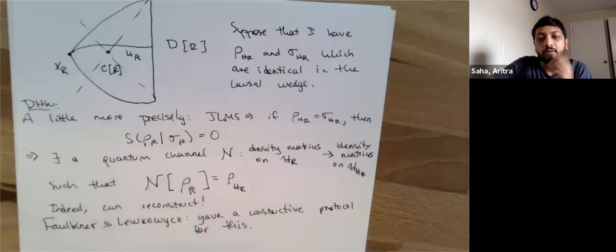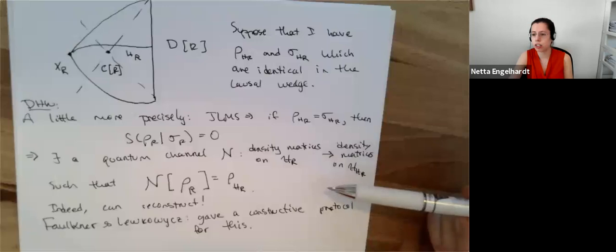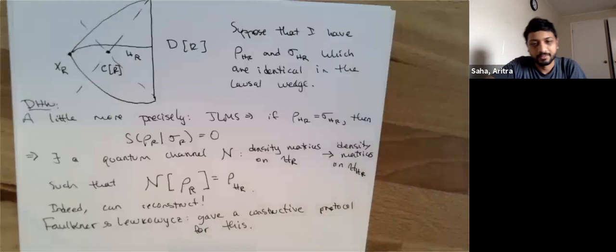Okay, but I was thinking, if you have a particular boundary and you want to construct the bulk corresponding to that boundary, then in order to apply this procedure, you need to first ensure that rho HR is equal to sigma HR, right? So this is not a procedure. This is just a statement, it is possible to do this. Okay, I got it. Thanks. This is an actual constructive protocol.